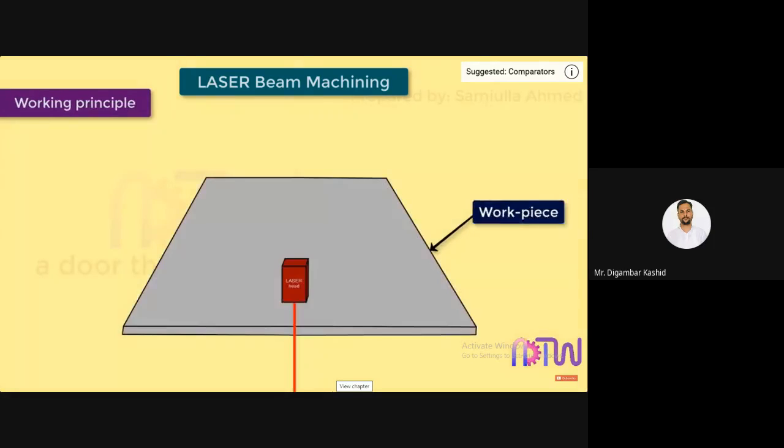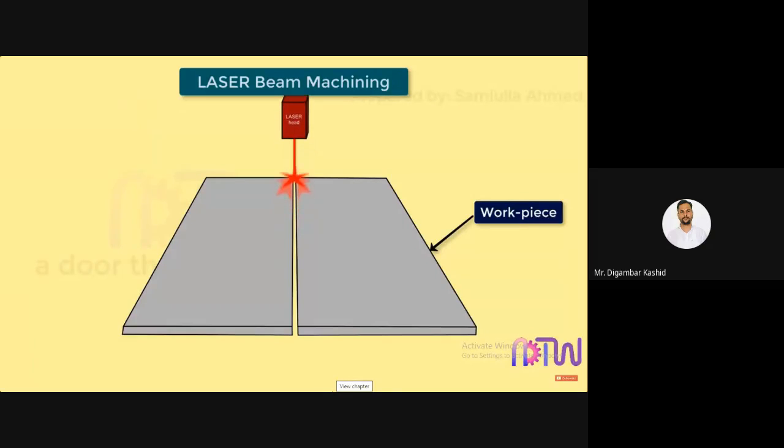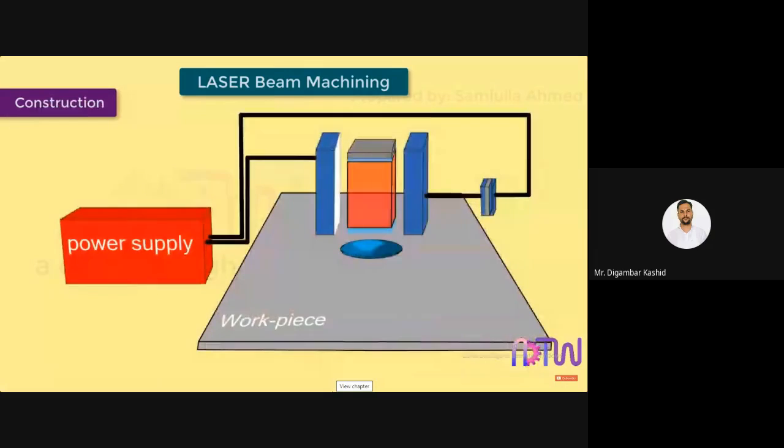Working principle. In this machining process, as the laser beam strikes the surface of the workpiece, the heat energy from the laser beam is transferred to the workpiece. This heat energy melts and vaporizes the material from the workpiece surface. Construction. The laser beam machine consists of the following parts.